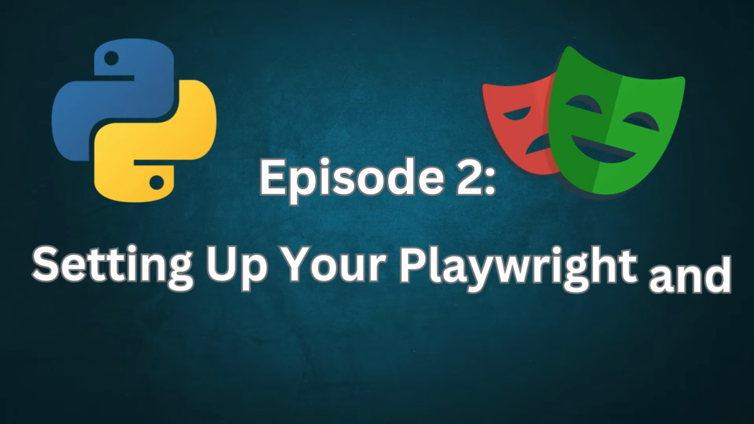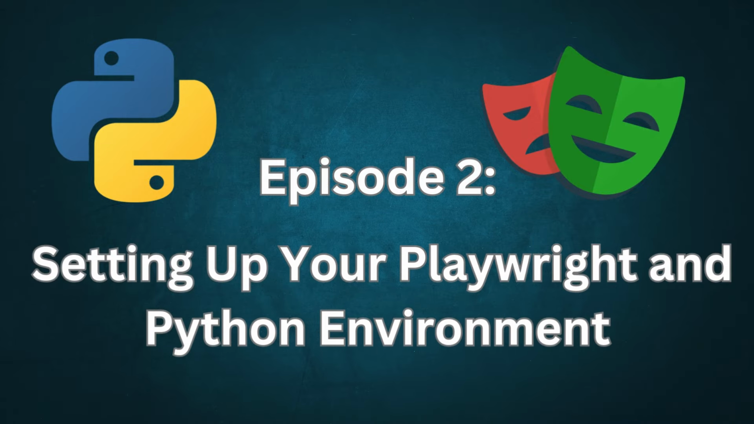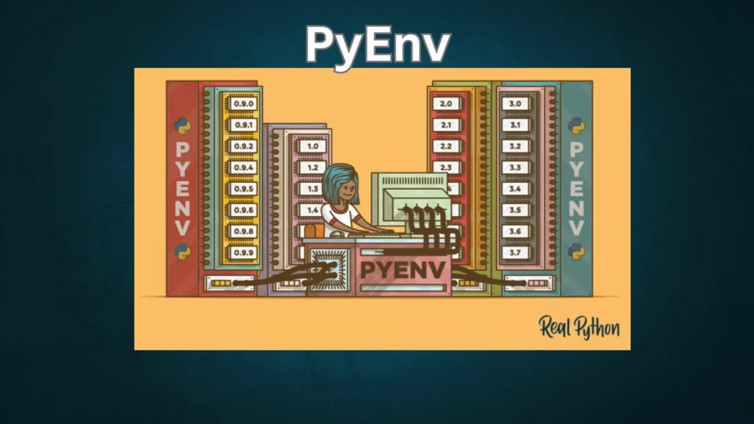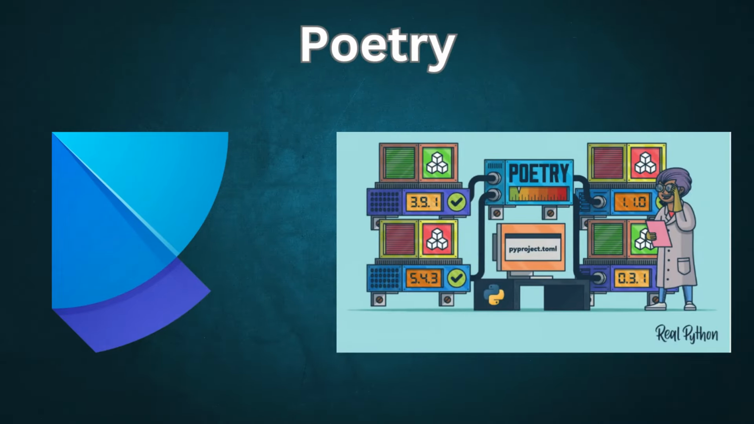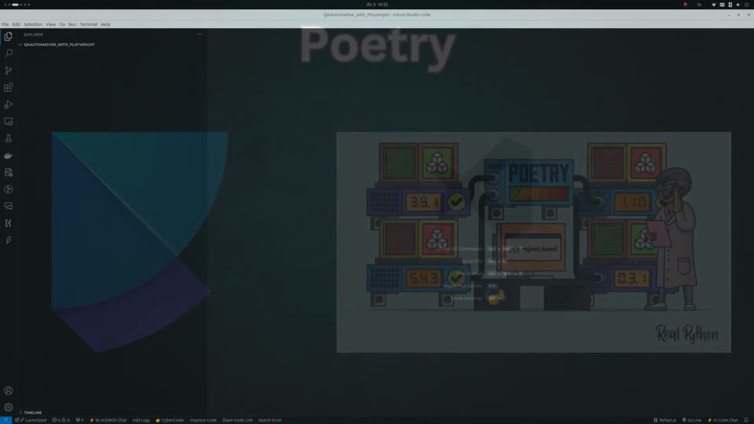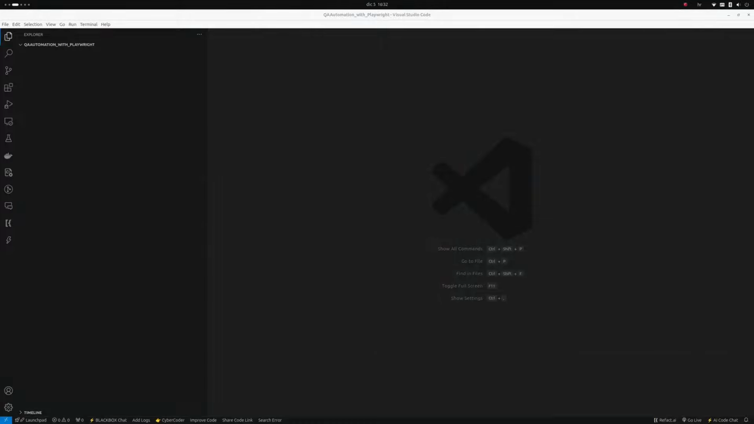Today we are diving right in and setting up our development environment for Playwright and Python. I will show you how to use tools like Pyenv for managing Python versions and Poetry for dependency management. For code editing, I will use Visual Studio Code. By the end of this episode, you will be ready to start building your web automation scripts and automation tests.